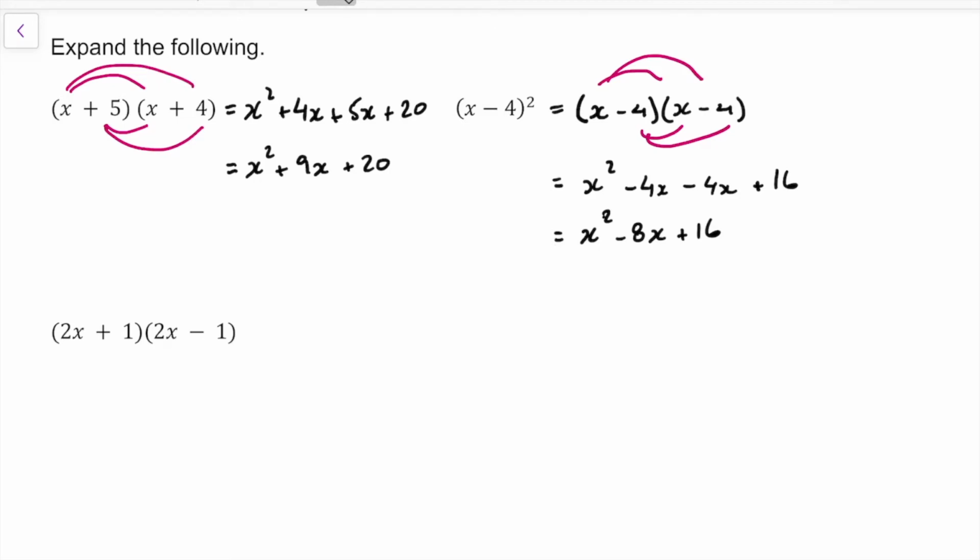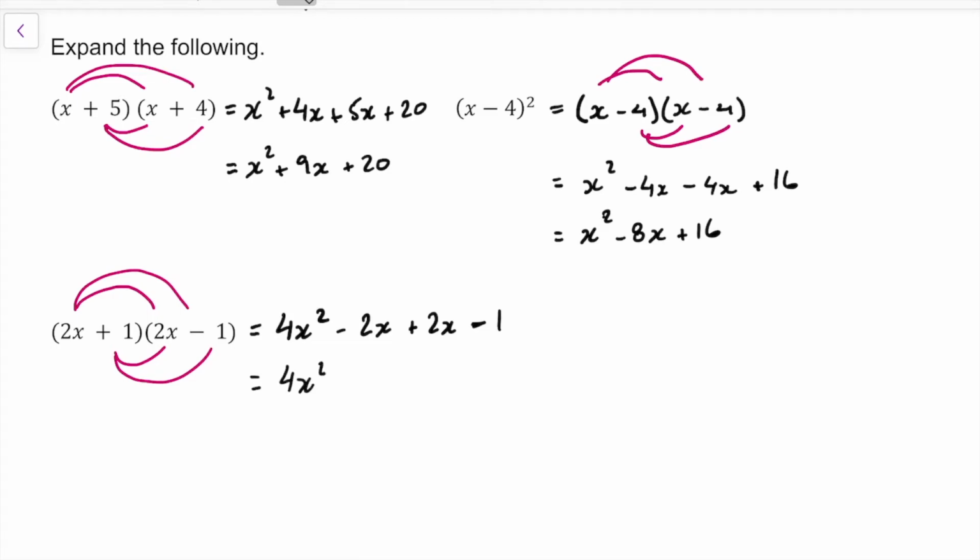Next one, same idea the whole way through. Alright, and I like putting those little arches in just to make sure that I'm getting everything I need to get. So now we have 4x squared minus 2x, and then we have plus 2x, and then we have minus 1. We have our 4x squared right here, and then minus 2x plus 2x, well, that's just going to be 0.